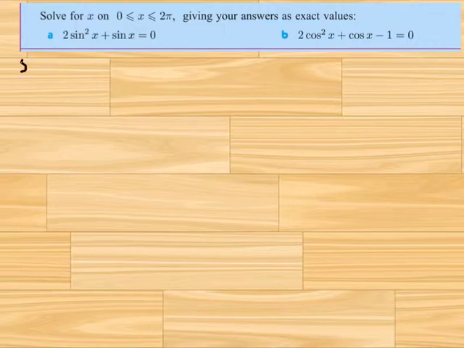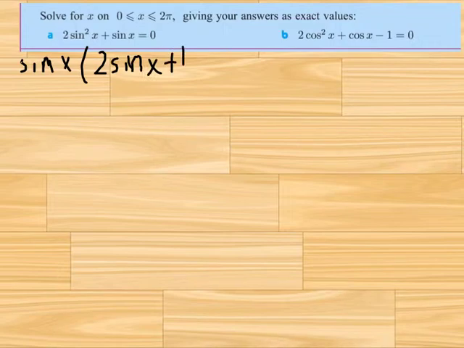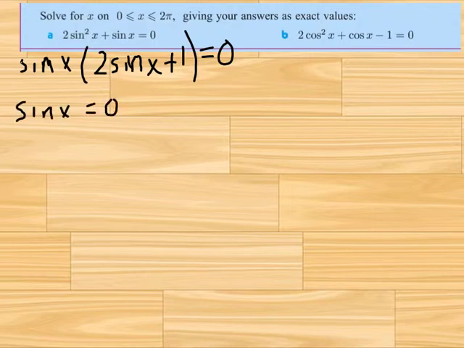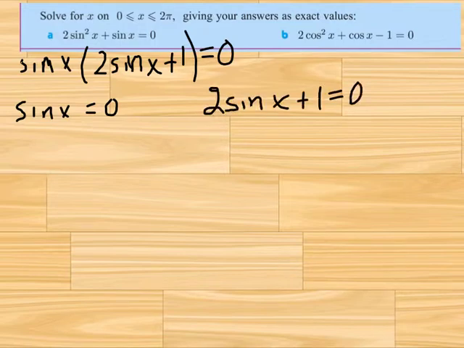So both terms have sine of x times 2 sine x plus 1 equals 0. Okay, now that it's factored, we set each factor equal to 0. So sine x equals 0, or 2 sine x plus 1 equals 0. I'll start with this small one first.